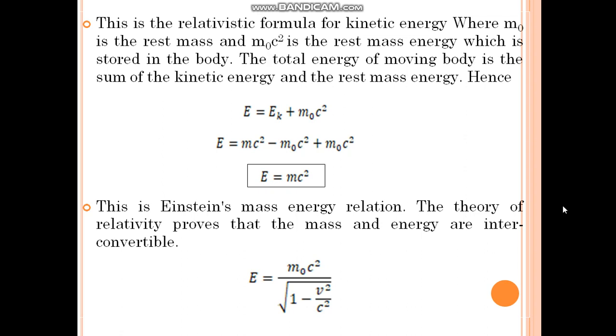The theory of relativity proves that mass and energy are interconvertible. If we substitute the variation of mass with velocity equation in the above equation, we are going to get the equation E is equal to m naught c square divided by root of 1 minus v square by c square.